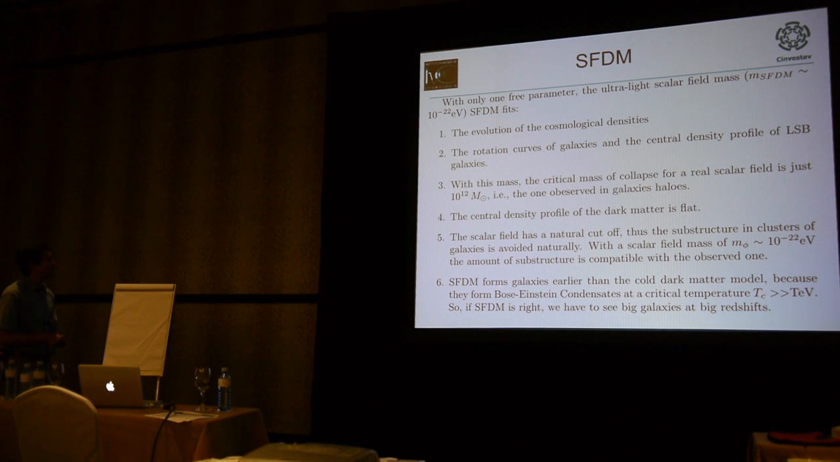matter and cold dark matter is that scalar field matter forms galaxies earlier than the cold dark matter model, because they form by boson condensation at this temperature. And so if scalar field matter is right, we have to see big galaxies at big redshifts. This is the main difference between these two paradigms.